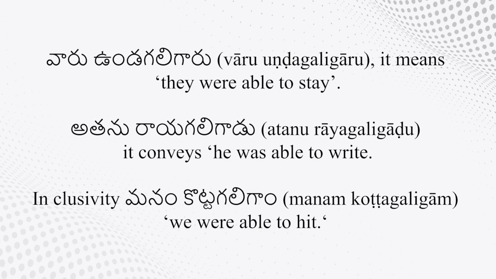Observe the related sentences. వారు ఉండగలిగారు, it means they were able to stay. అతను రాయగలిగాడు, he was able to write. Inclusivity, మనం కొట్టగలిగాం, we were able to hit. Thus, in this structure, galugu behaves like a regular verb and changes form according to tense.